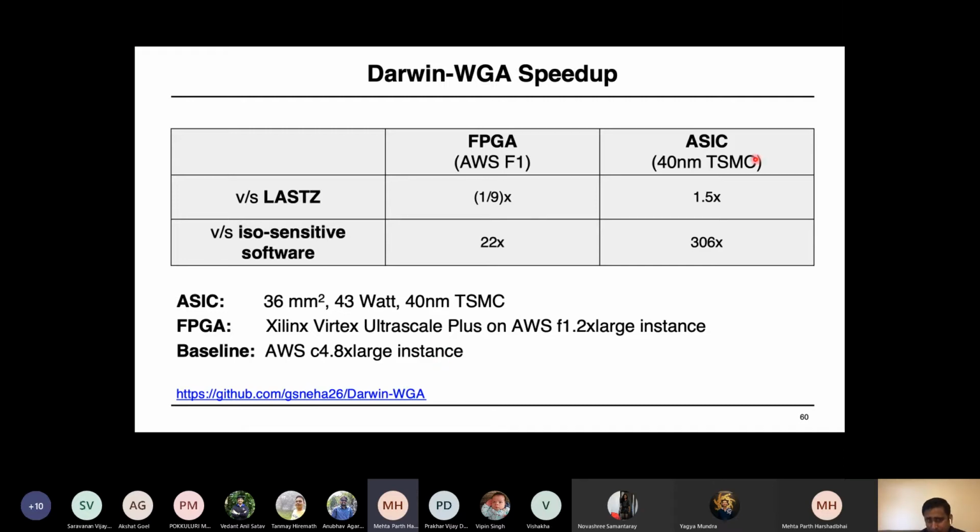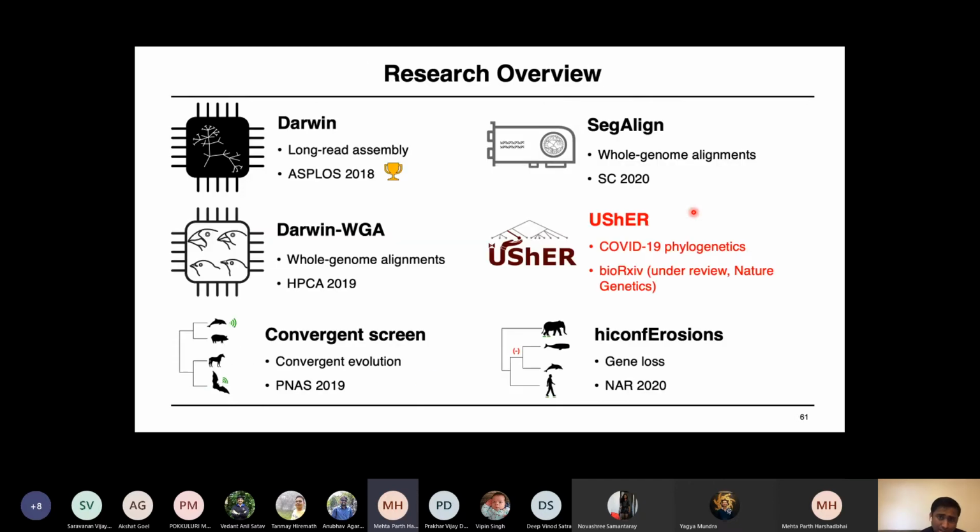But we also did the same way that we did for Darwin, an ASIC design compiler analysis. And as you can see, compared to ISO-sensitive software, we are much faster, although we are slower on the FPGA compared to LASTZ, but that's also less sensitive. And we match or exceed by a little bit with ASIC. So you can do basically in the same time with an ASIC what you do on a CPU, but get more sensitive alignments. So that's the point of Darwin WGA.